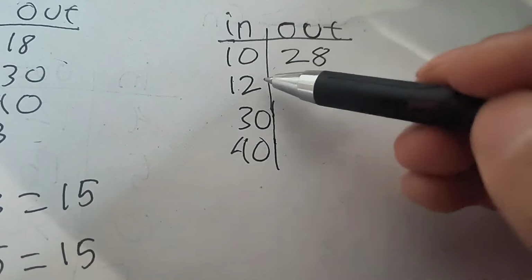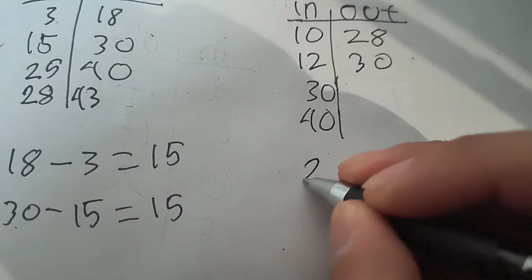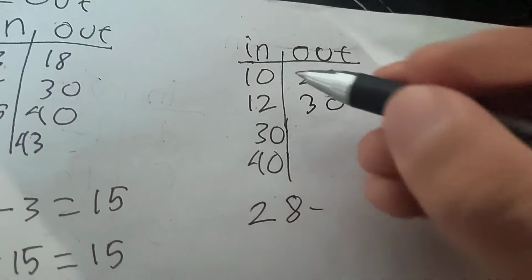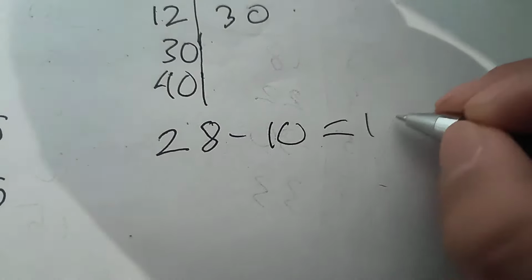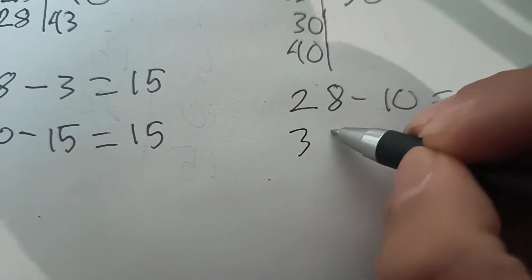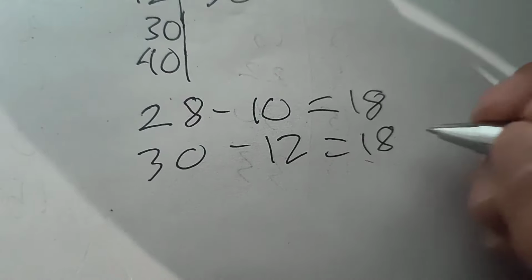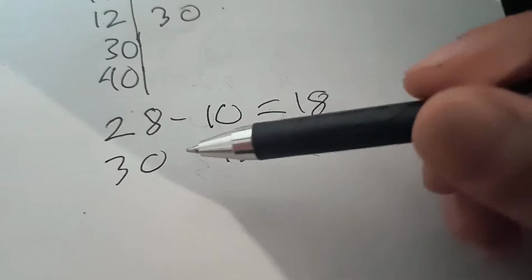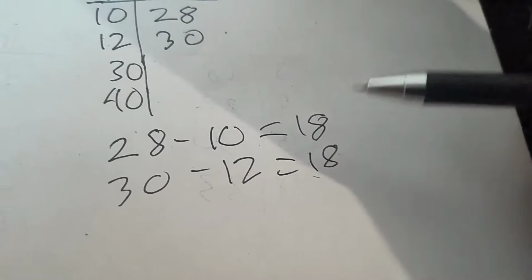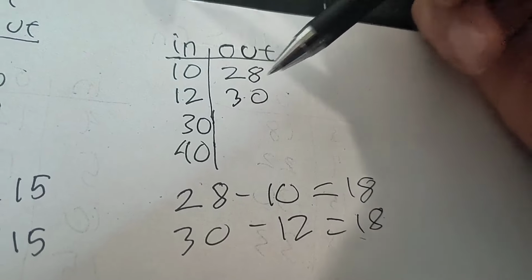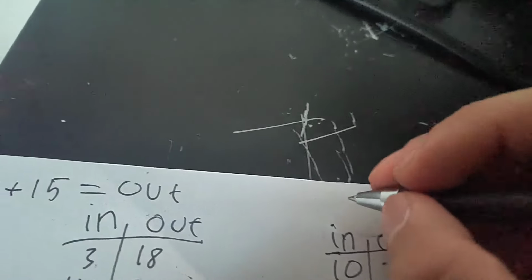Okay, well, since it's increasing, we could say, oh, this is probably an addition rule. We can check if it's an addition rule by subtracting the input from the output. 28 minus 10 is 18, and 30 minus 12 is also equal to 18. So we're adding 18 to both these input numbers. If the differences were different, then we'd be dealing with the multiplication rule if it was increasing. So since it's 18, the rule is that we're adding 18 to the input number.